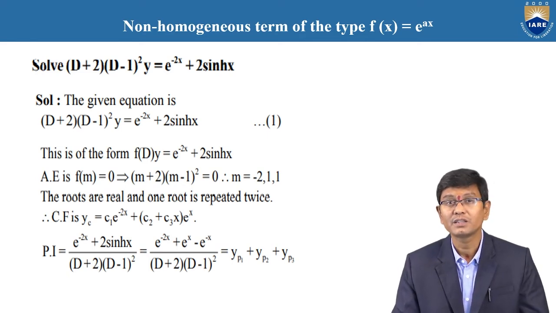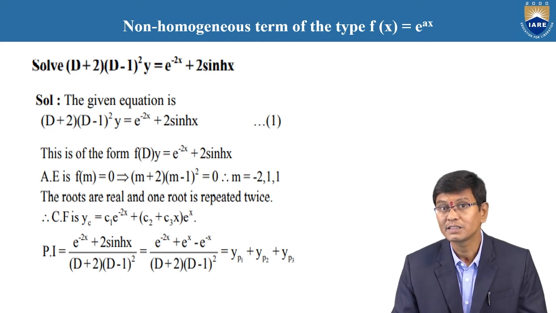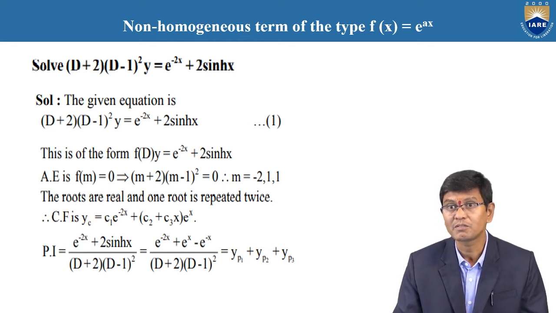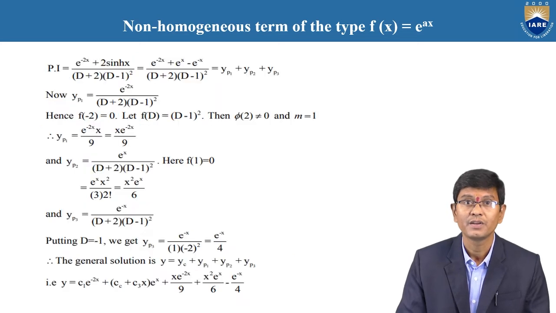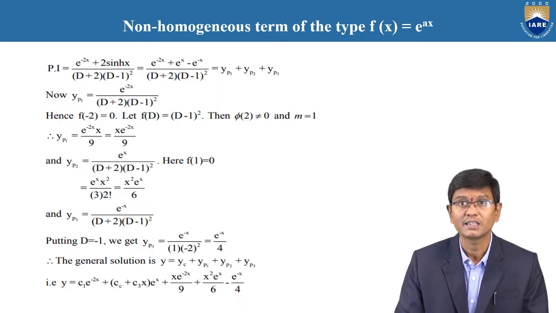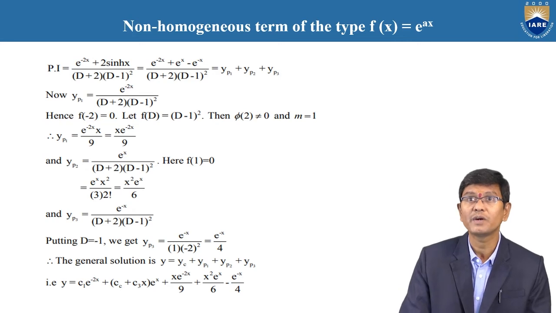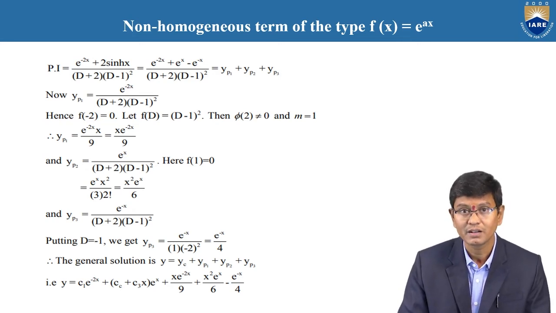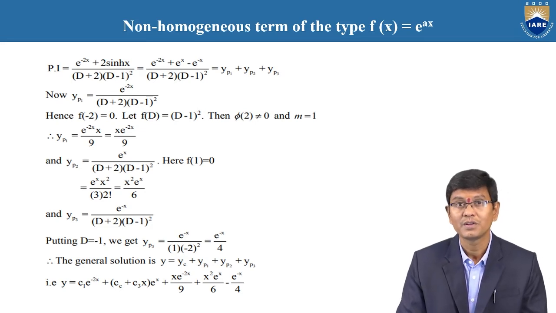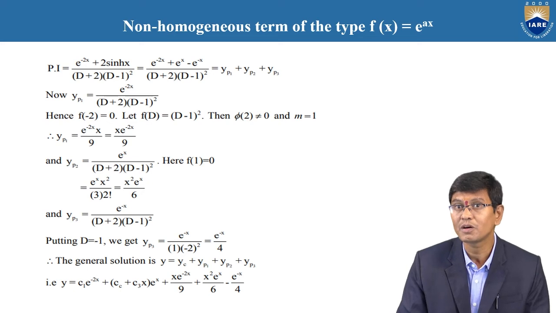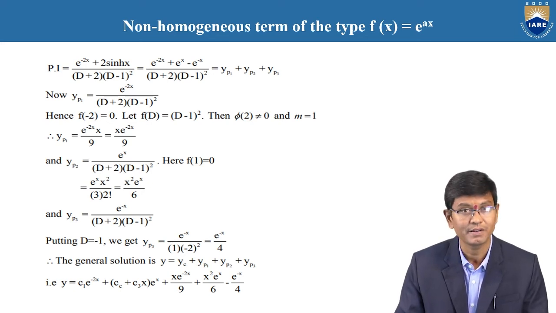Observing here, the right side Q has three parts: part 1 is e^(-2x), part 2 is e^x, and part 3 is e^(-x). Therefore, we need to find particular integration 1, particular integration 2 and particular integration 3. First, the particular integration 1 is e^(-2x) / ((D + 2)(D - 1)²). But when we replace D with -2, the denominator becomes 0. Therefore, case 1 applies: x e^(-2x) divided by the derivative of the denominator.